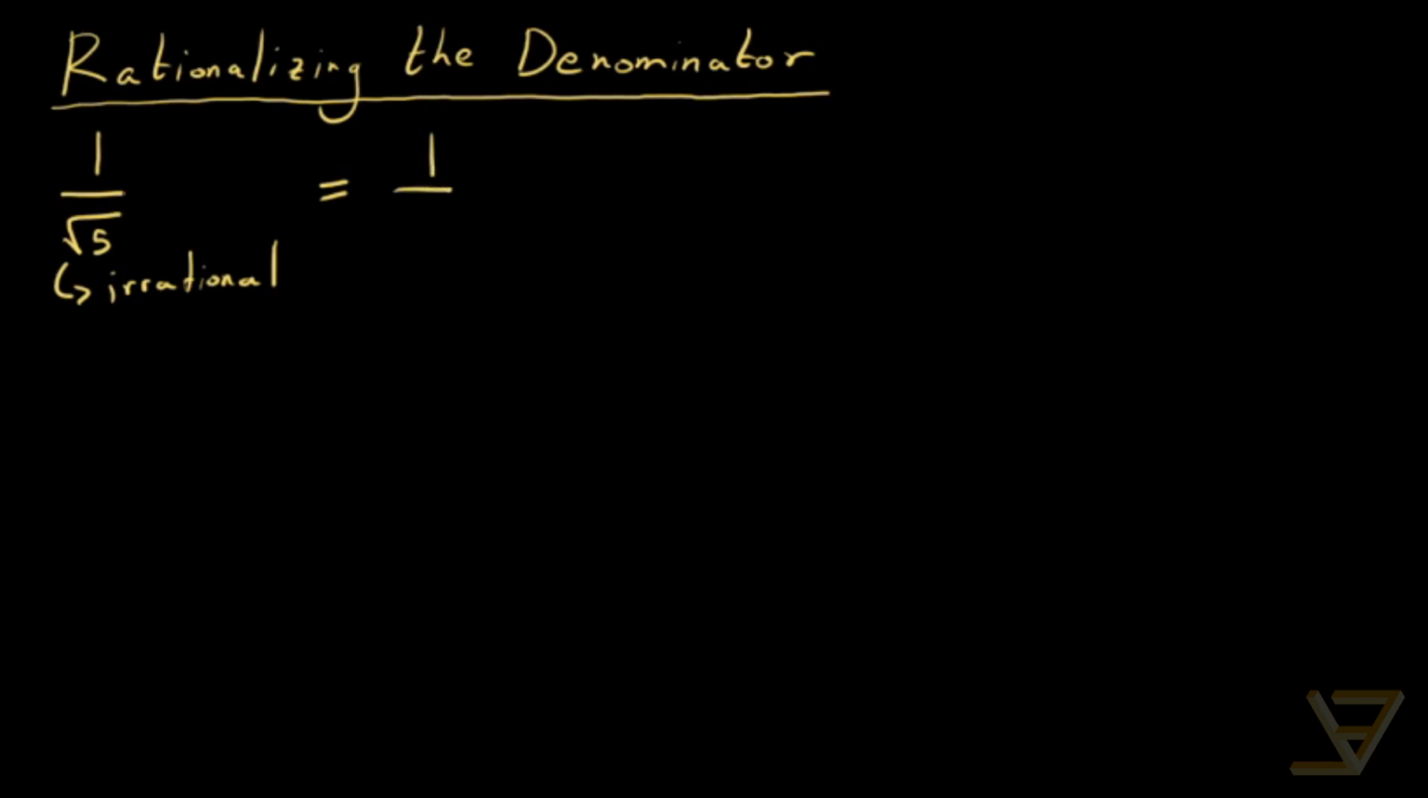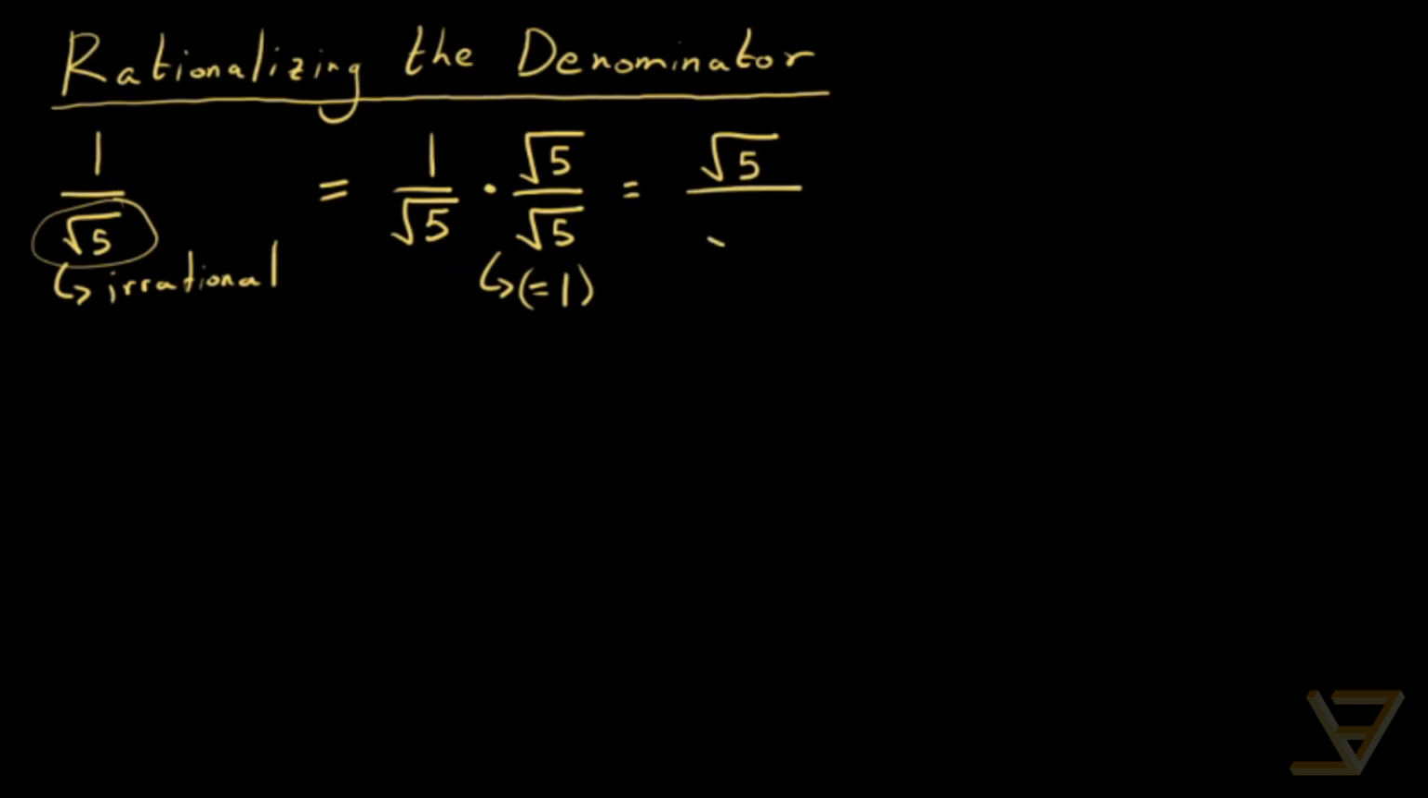If you have something as simple as the square root of 5, you take the 1 over square root of 5 and you multiply both the numerator and the denominator by the square root of 5. And that's acceptable because this fraction, square root of 5 over square root of 5, is equal to 1. So we're just multiplying something by 1, which leaves just 1 over square root of 5. And this whole thing is equal to square root of 5 over square root of 5 squared. And that is equal to square root of 5 over 5. And as you can see, we have turned the denominator into a rational number.